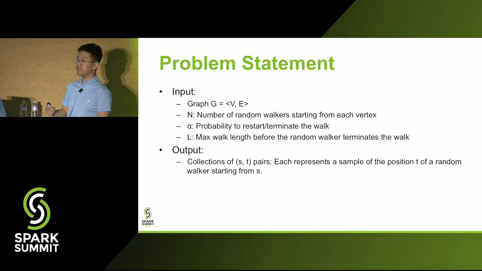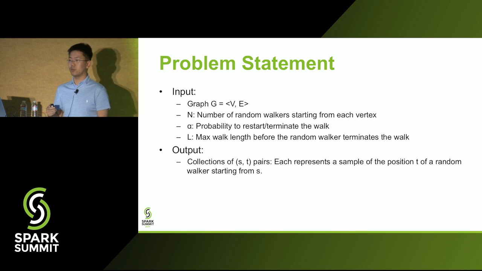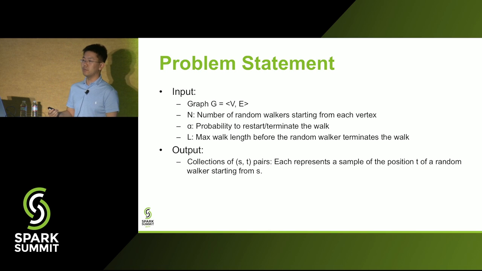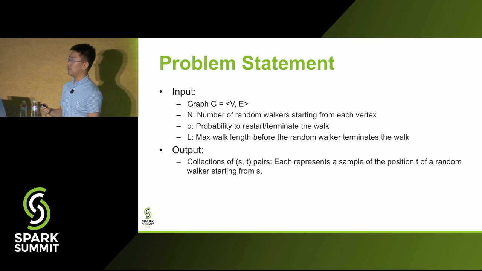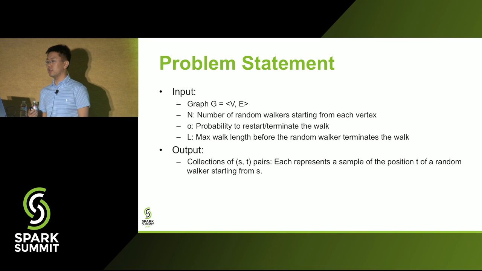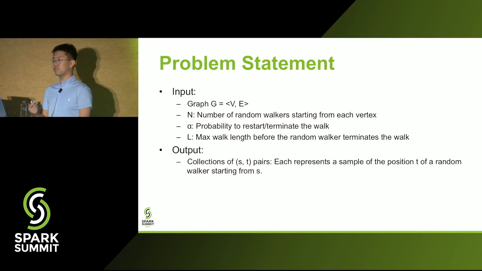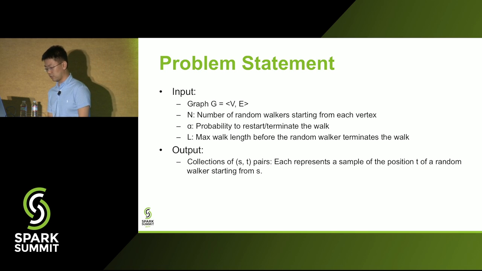Taking all these inputs, the algorithm essentially produces a collection of vertex pairs. Each vertex pair represents a random walk sample, indicating that a random walker starting from position S has reached position T. By combining all those random walk samples, we can determine the distribution of the random walker's position starting from every single vertex. This result can be used for further processing to calculate the PPR scores.